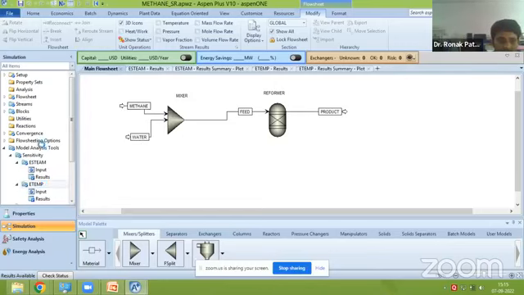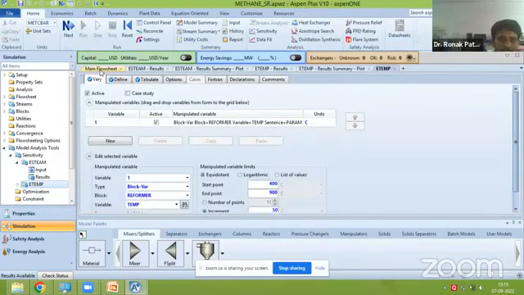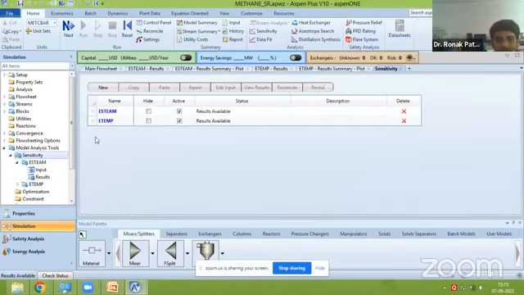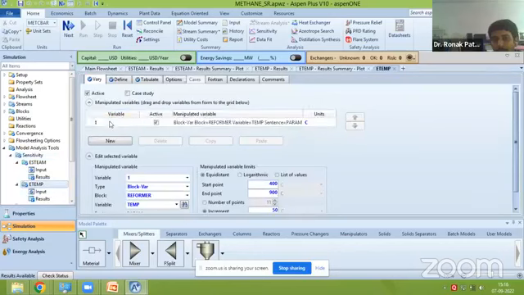Here on the left hand side, you can see that there are sensitivity tools. Here I have taken two sensitivity analyses. In one, I am varying the steam to carbon molar ratio, that is, I am changing the flow rate of water, which ultimately changes my steam to carbon molar ratio. I am also studying the effect of the reformer temperature. So I am taking these two cases, the effect of these two parameters on the composition of hydrogen.